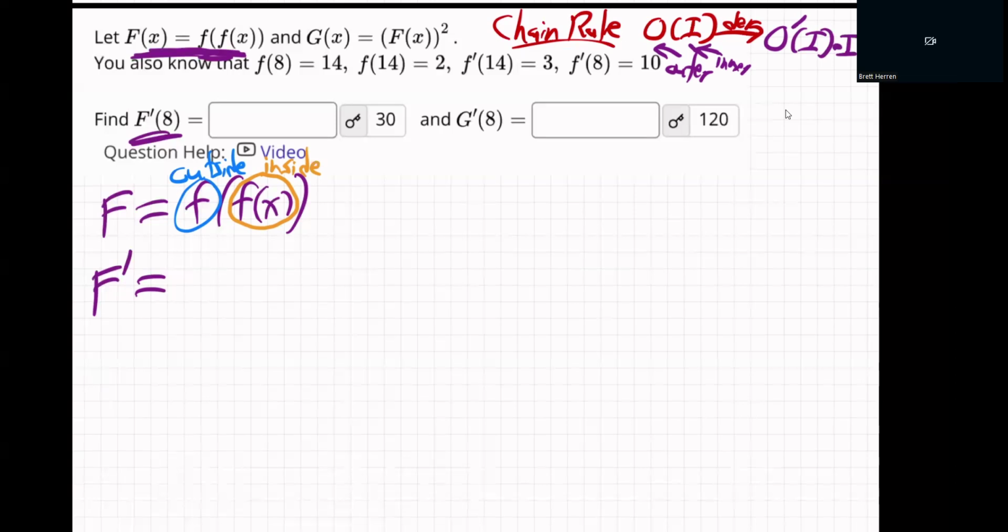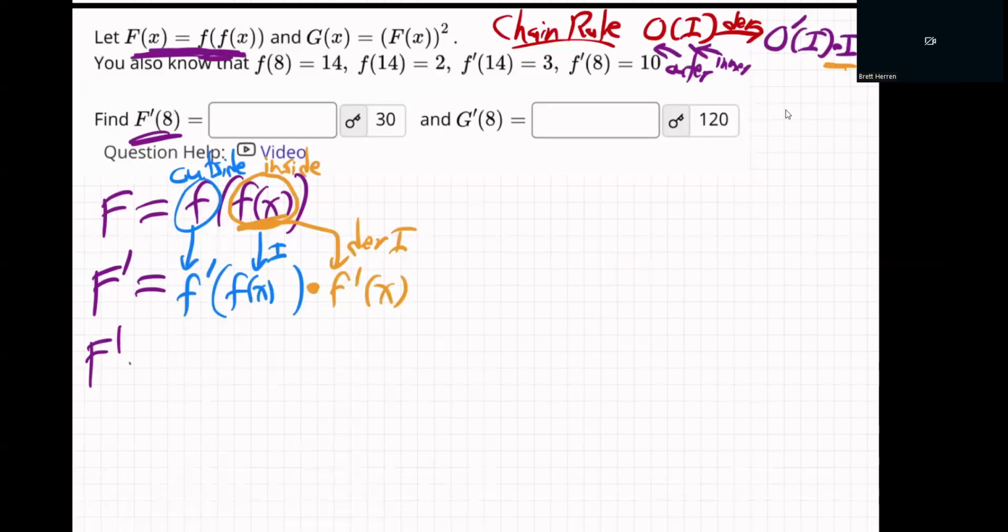All right, so let's do it. I do the derivative of the outside function. Keep the inside the same at first. That's just the inside, times the derivative of the inside function, which is f prime of x. So there we go. Then let's try to unravel that.